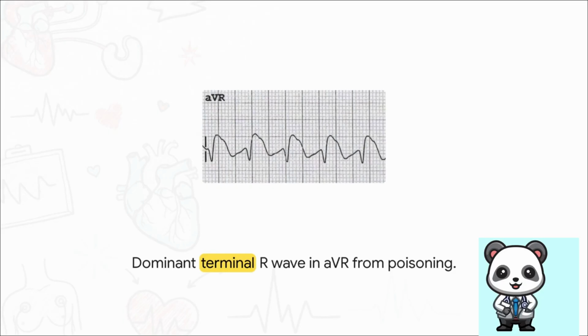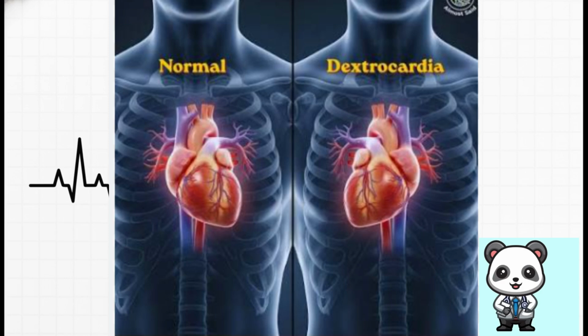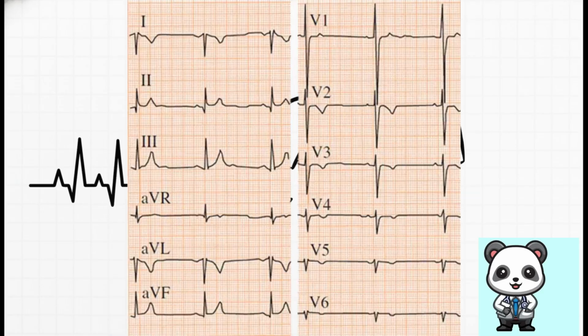In the context of an overdose, seeing this tells you the patient is at extremely high risk for seizures and highly dangerous arrhythmias. Next up is dextrocardia. This is a rare congenital condition where the heart literally points to the right side of the chest instead of the left. If you're looking at true dextrocardia, you're going to see a positive QRS with upright P and T waves in AVR paired with a negative QRS in lead I. You'll also see some marked right axis deviation.